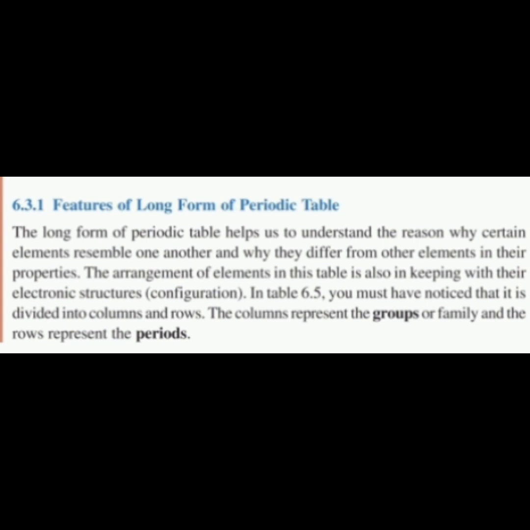And in this table you can find that, by keeping in mind their electronic structures, this periodic table is arranged. You can also notice that there are rows and columns, where columns represent the groups and rows represent the periods.